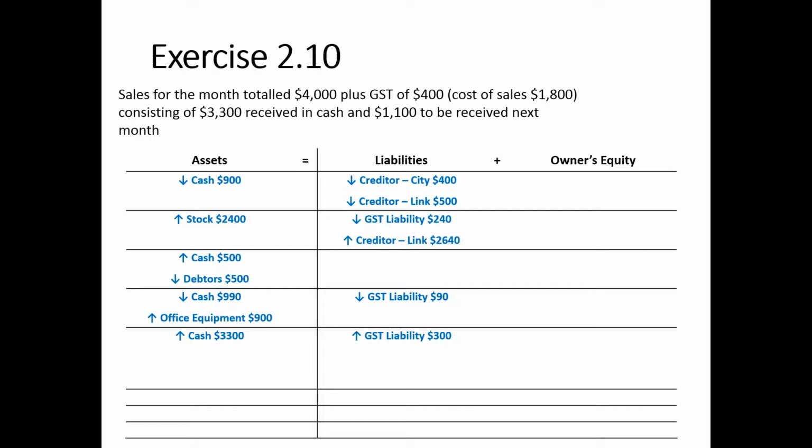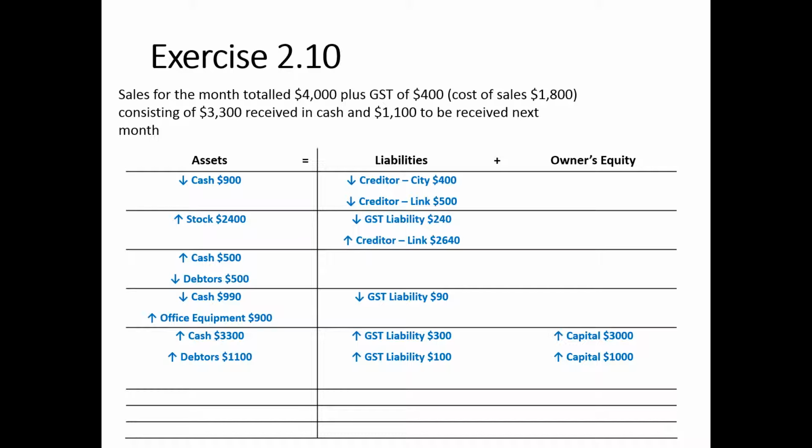Well, $300 is GST that doesn't belong to the firm, so it'll become an obligation to pay to the government, so the liabilities will increase, and that leaves $3,000 of revenue. Similarly, we'll have $1,100 charged on credit, so instead of cash going up, it'll be debtors that will increase. GST will go up, and so will capital, representing the revenue.